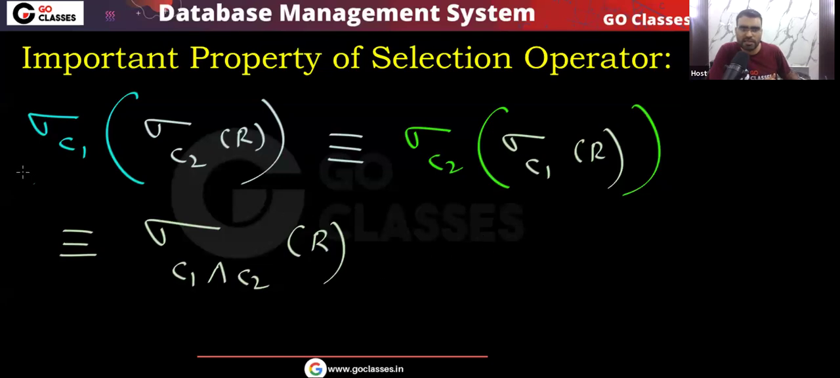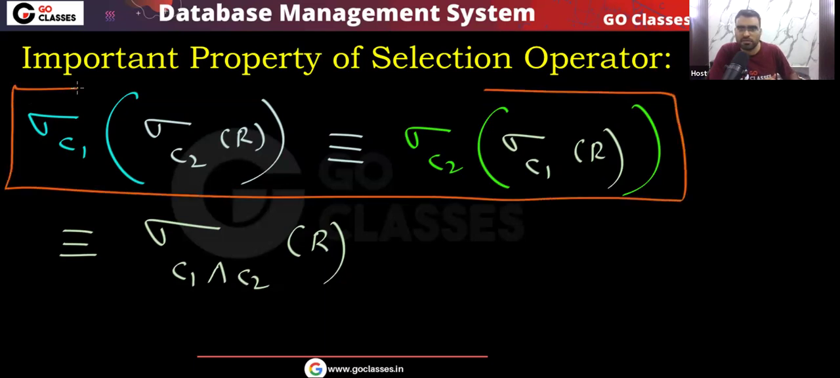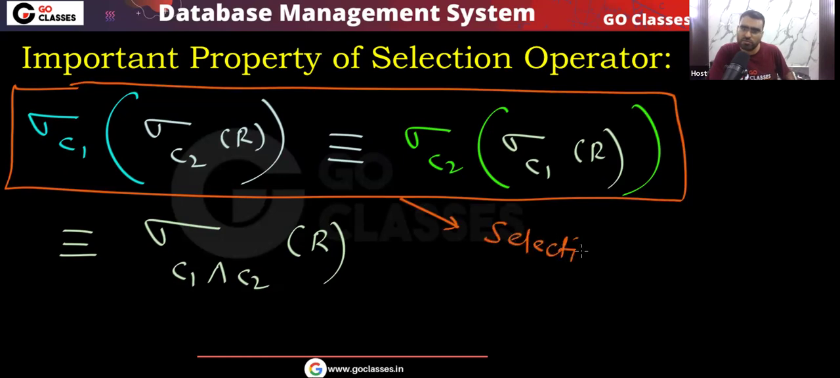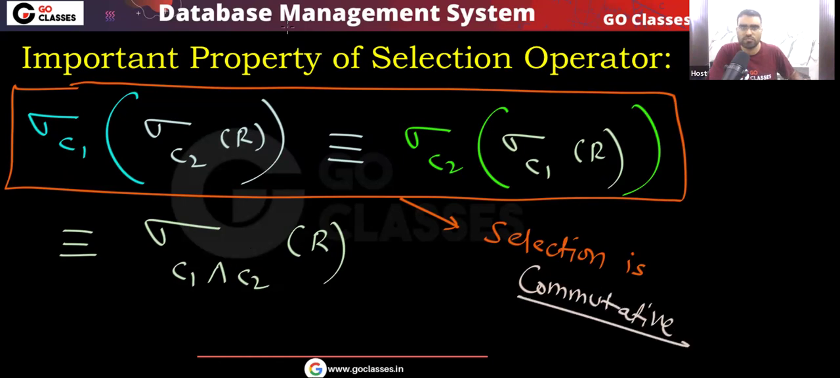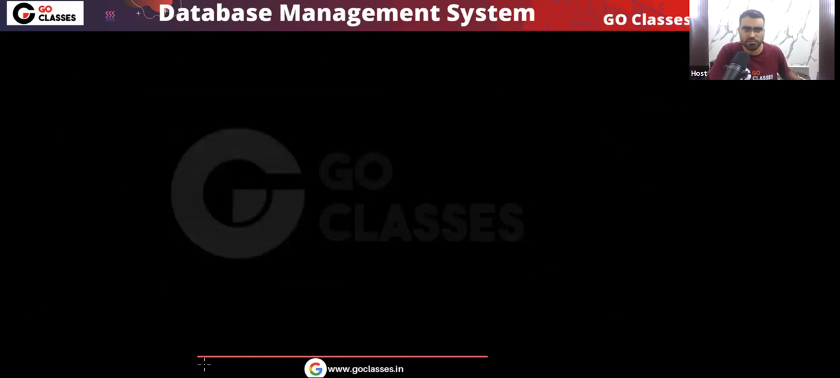I can say this property is called the commutative property. Yes or no? This is called the commutative property. So selection is commutative. Understood? Very simple, right? Okay, let's move on now.